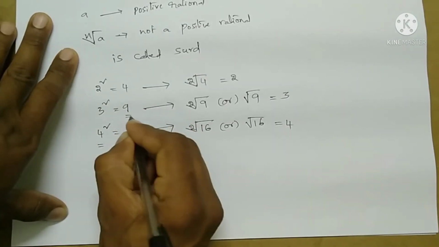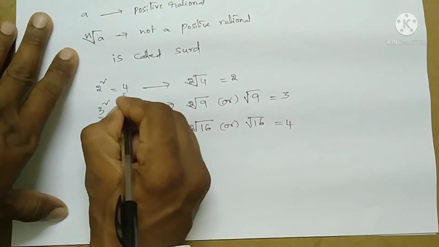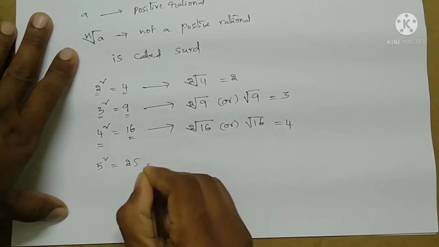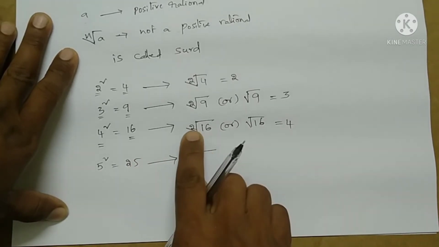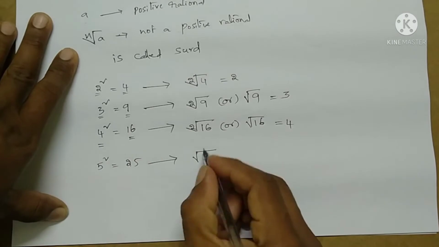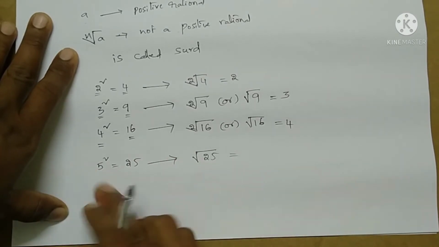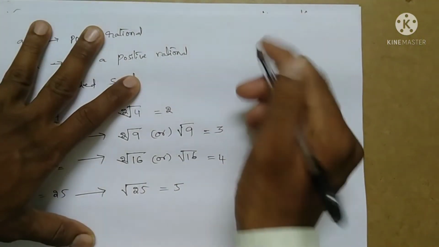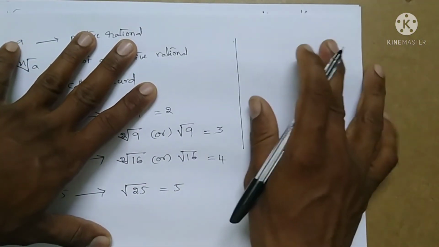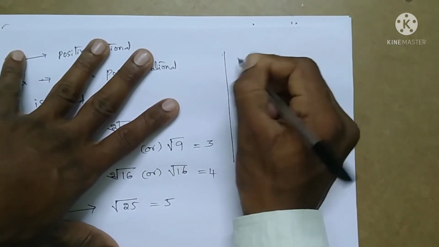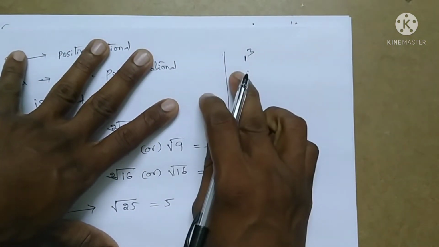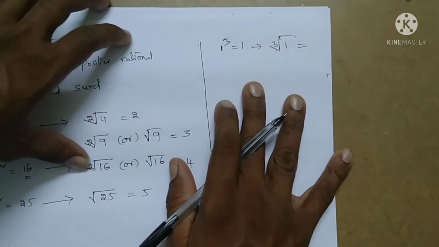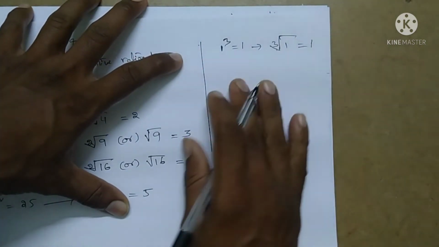So here square root of 9 is equal to 3. Square root of 4 is equal to 2. So 5 square, result is 25. So square root of or second root of 25 is equal to, what is the result? 5. Similarly, 1 cube is equal to 1. So third root of 1 is equal to 1.